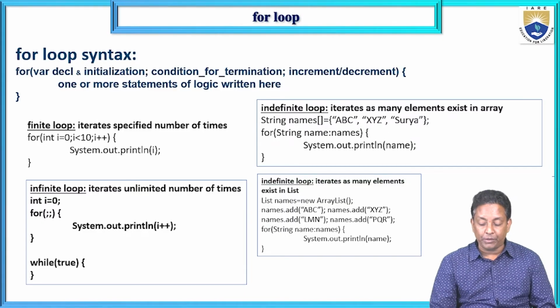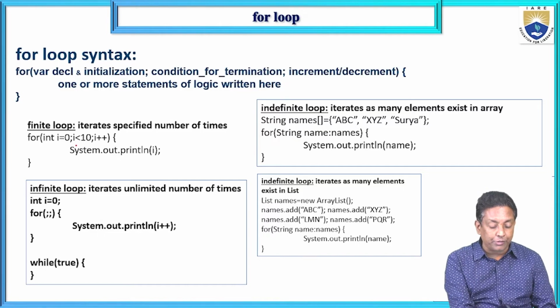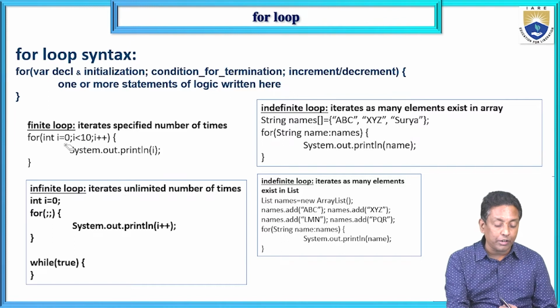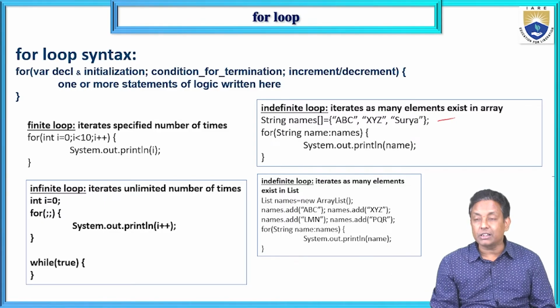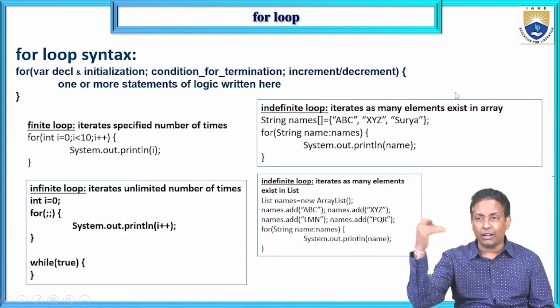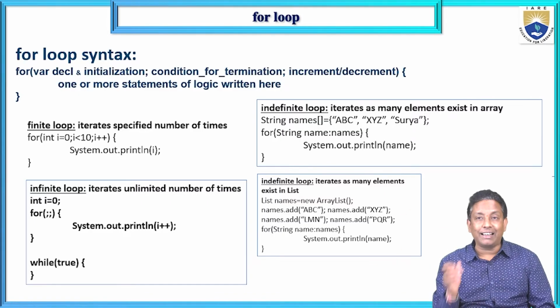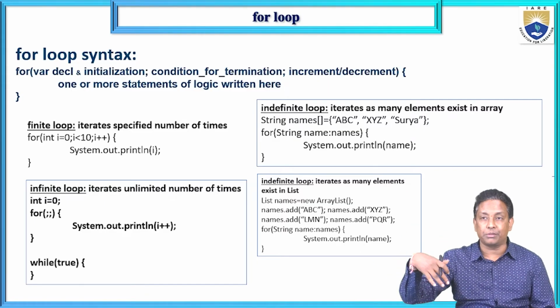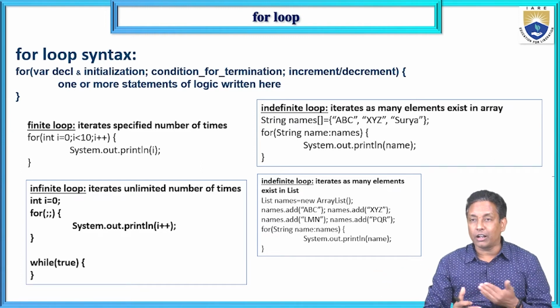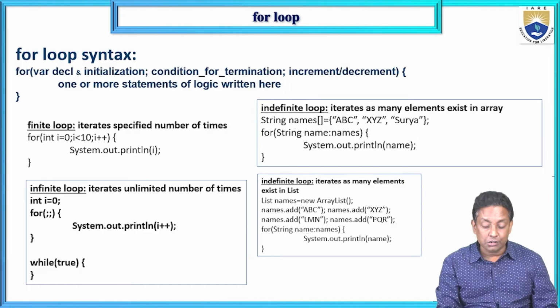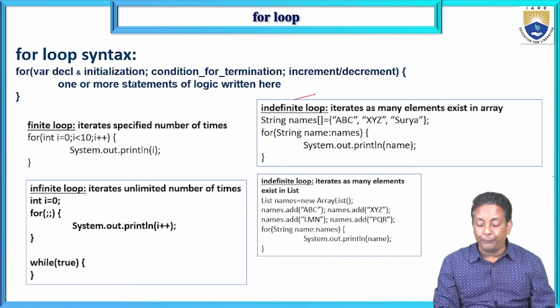Coming to the indefinite loop. In the finite loop, we specified we want to iterate the loop 10 times. But coming to the indefinite loop, we don't know. From some external system or some external machine, we are getting a string array, or an array list, or some data from the database, or some data from XML or JSON or in some other form, or from the web server. The data is not produced by us. We are getting data from outside in the form of an array. So as much as the size of the array is, those many times we want to iterate the loop and print the data. So how to do that? Here I'm explaining an indefinite loop example.